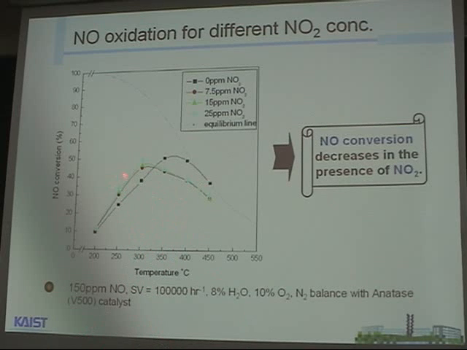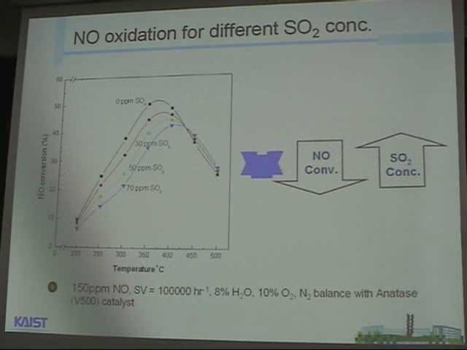One thing is the thermodynamic equilibrium, and the second thing is that platinum dioxide is formed, so the NO conversion decreases. And the effect of SO2 on the NO conversion: I already explained that if we increase the sulfate of SO2, then the conversion will decrease simultaneously with the increase of SO2.